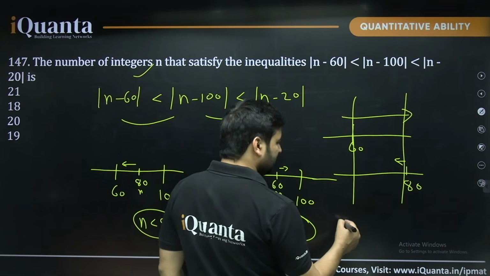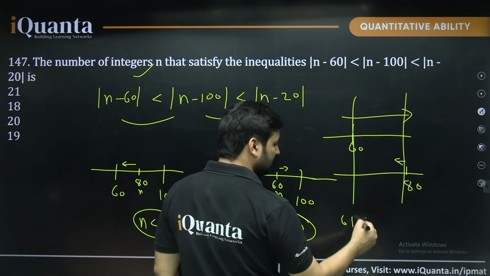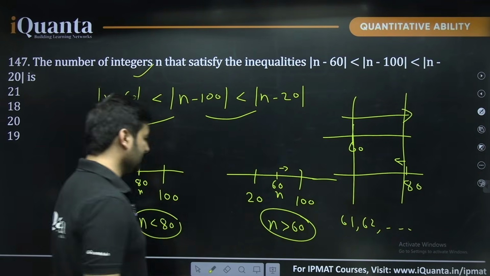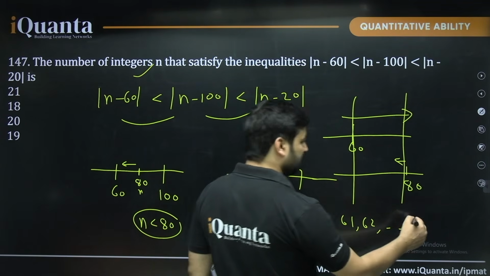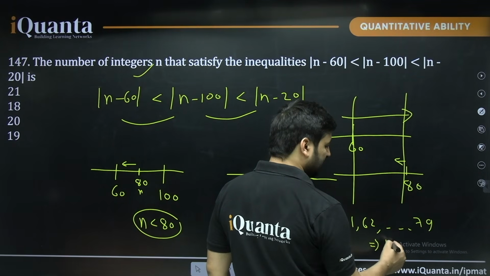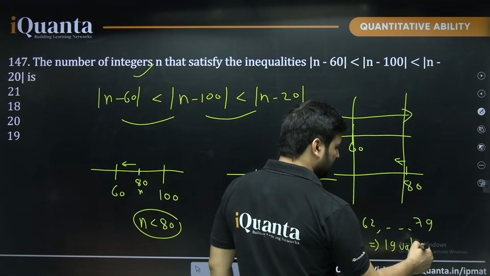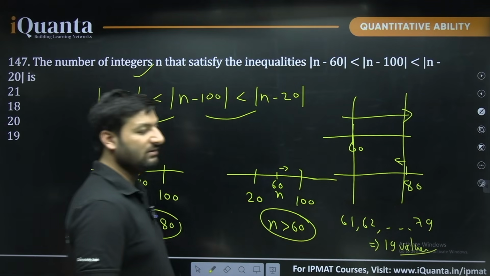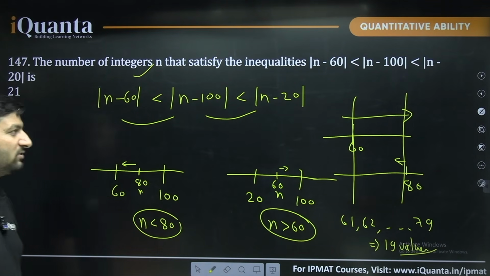So, we will start with 61, 61 is greater than 60, 62, and we have to stay less than 80, that means the last value is 79. From 61 to 79 we have total how many values? 19 integral values. So, 19 values will be my answer. There will be 19 such integral values of n.